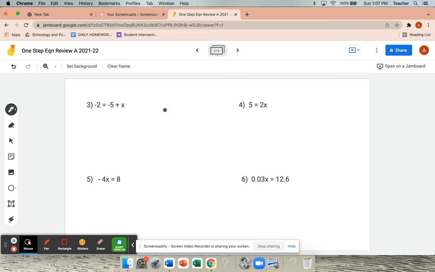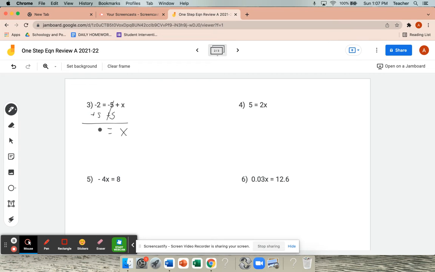And the last one we have with adding is another case where some people say, oh, it's adding, so I'm going to subtract. Well, you have to look at the number that you're adding. If I have negative 5 plus x, I'm going to want to add 5 because negative 5 plus 5 is 0. And I'm going to add 5 to this side. So that equals 0, and we get x alone on this side.